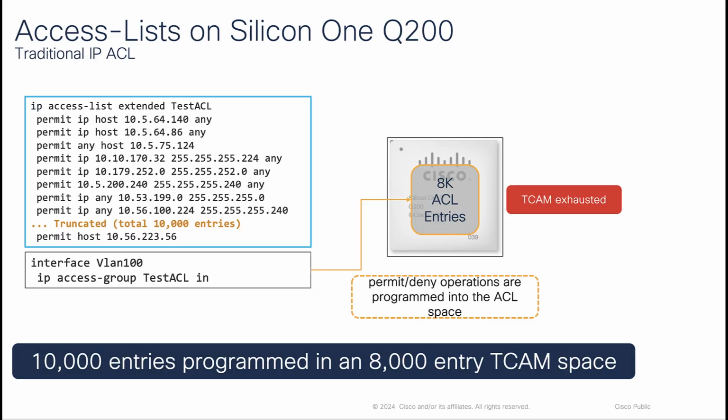Now let's take a look at ACL migration. We have talked about it. ACL TCAM is 8000 entries. It is said to be low, right? So when you look at traditional ACL, every ACE is programmed in the 8000 entry TCAM. In this example, if you program 10,000 entries in the 8000 entry TCAM space, the TCAM will be exhausted.